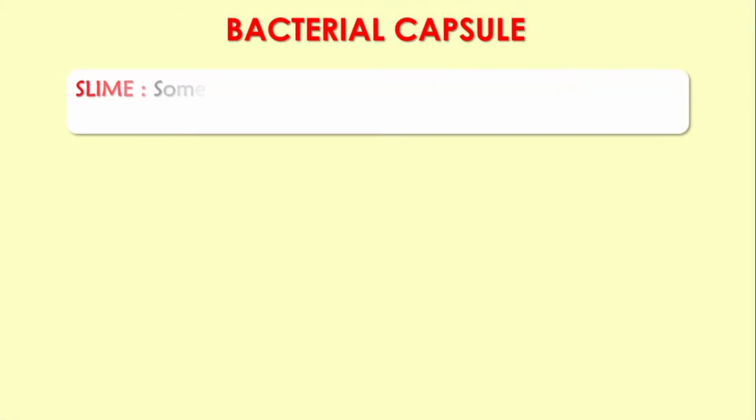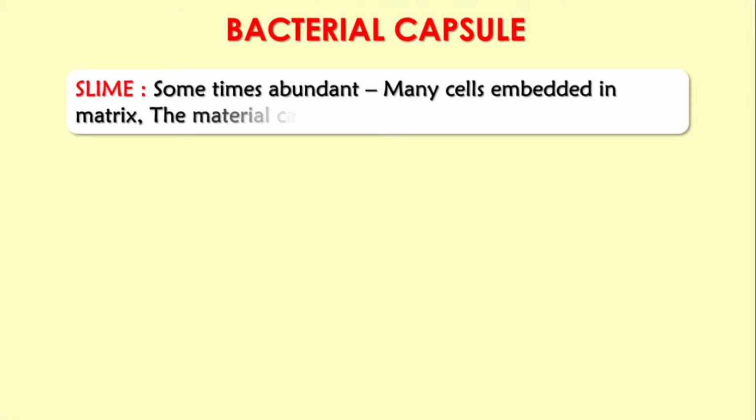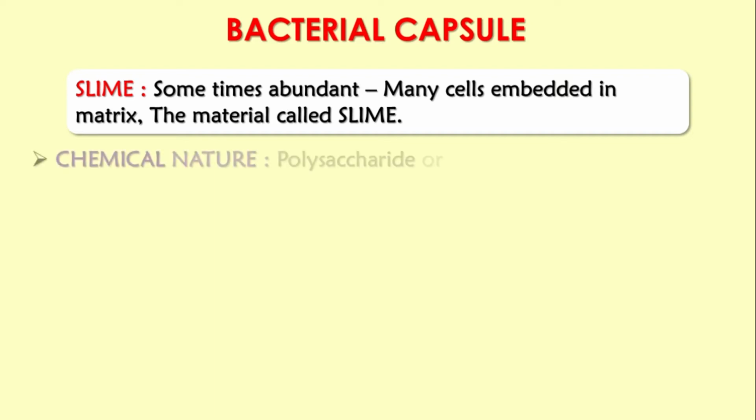Now, in the bacterial capsule, you should not confuse another term, that is slime. Sometimes the capsular material is so abundant that a number of bacterial cells are embedded in a matrix, and this material is referred to as slime. I have already told you the capsule has a definite margin surrounding the cell wall, while slime means a large number of bacterial cells are embedded in the same matrix, abundantly formed by the bacterial cells.